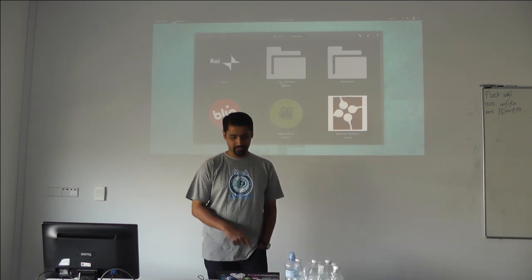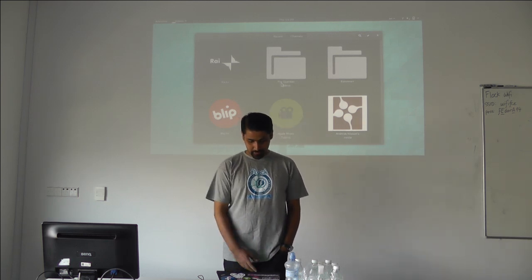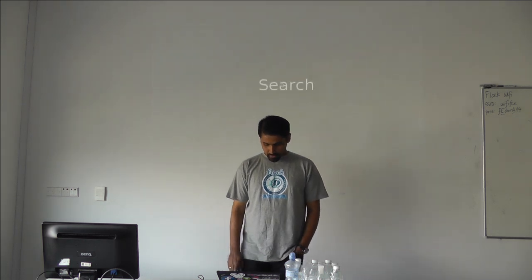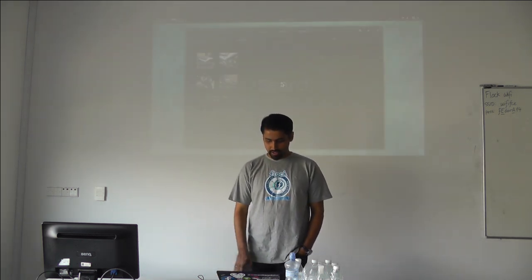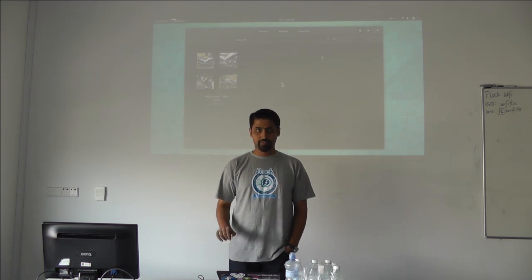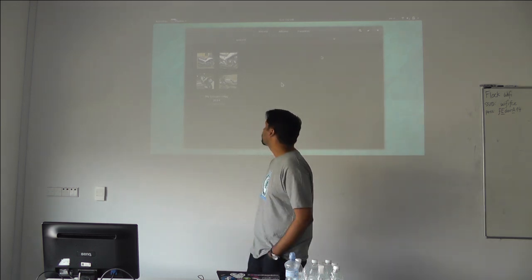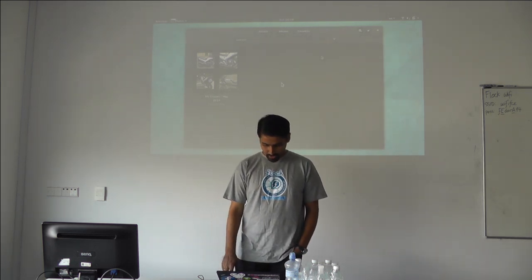So that's basically DLNA, and you have Blip TV, Rai TV, and a few more. Most of these applications can do search. They all have this live search-as-you-type thing. So this is Photos doing search now. We saw Nautilus and Videos before.